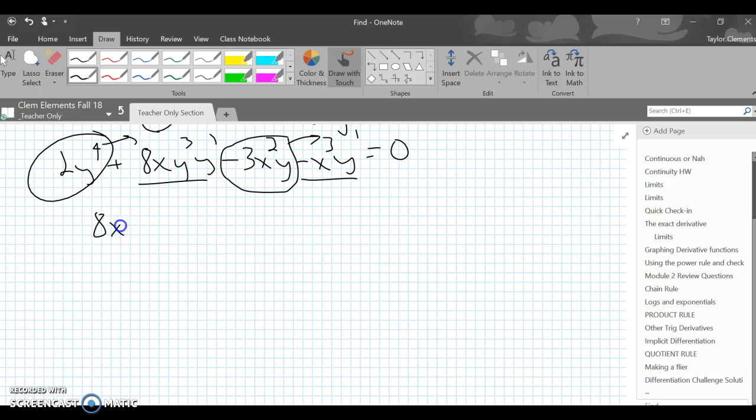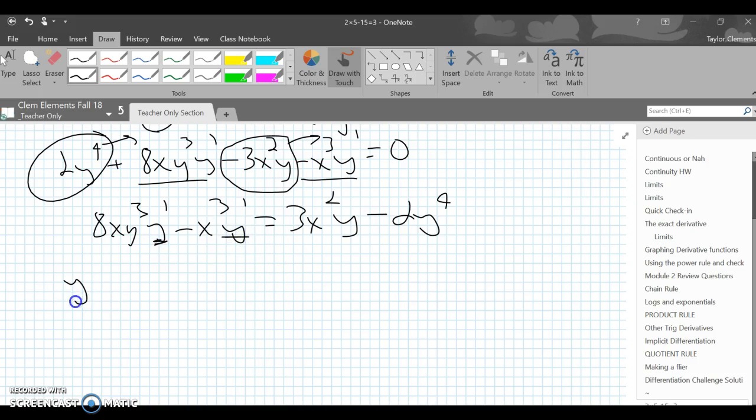So that'll leave me here 8xy cubed y prime minus x cubed y prime equals, all that other stuff comes to the right side, 3x squared y minus 2y to the fourth. Okay, we're almost done actually. You have to basically factor out the y prime that's here and here. So that becomes like this, y prime, and then left on the inside of the parentheses, you have 8x y cubed minus x cubed equals, all that stuff doesn't change.